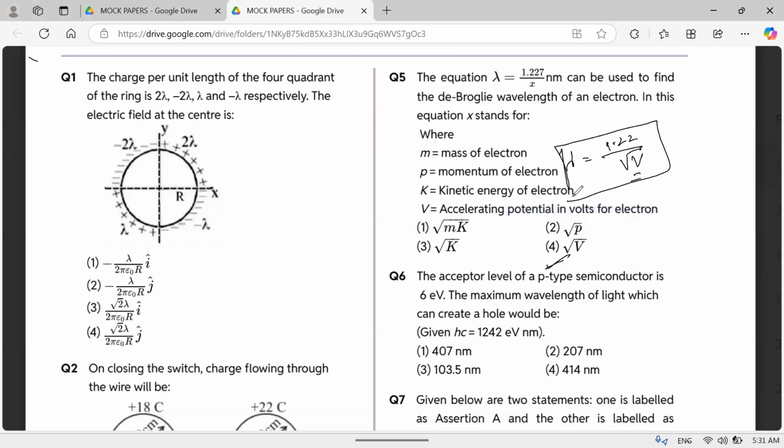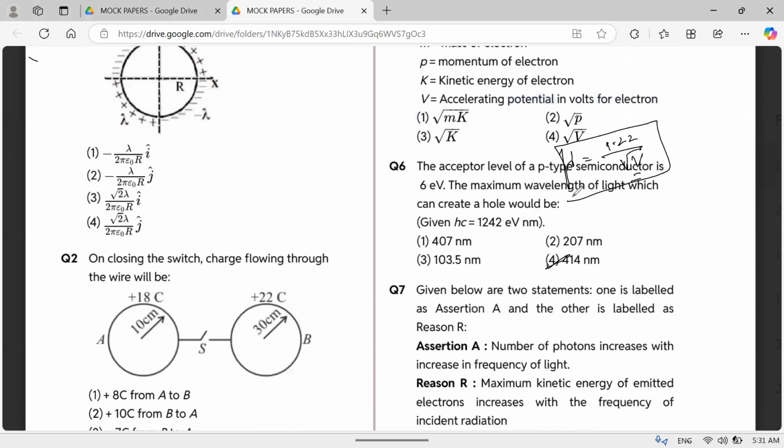Next question. Question number 6. The acceptor level of a p-type semiconductor is 6 electron volt. The maximum wavelength of the light which can create a hole will be given, hc value is 1242 electron volt nanometer. Anyone?